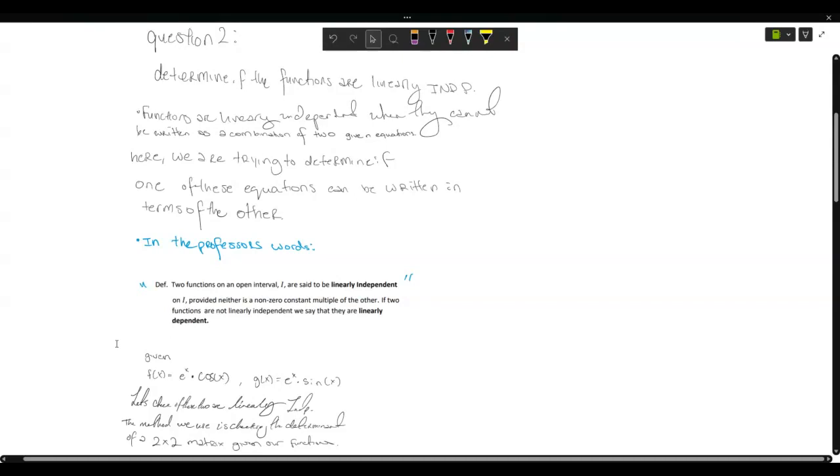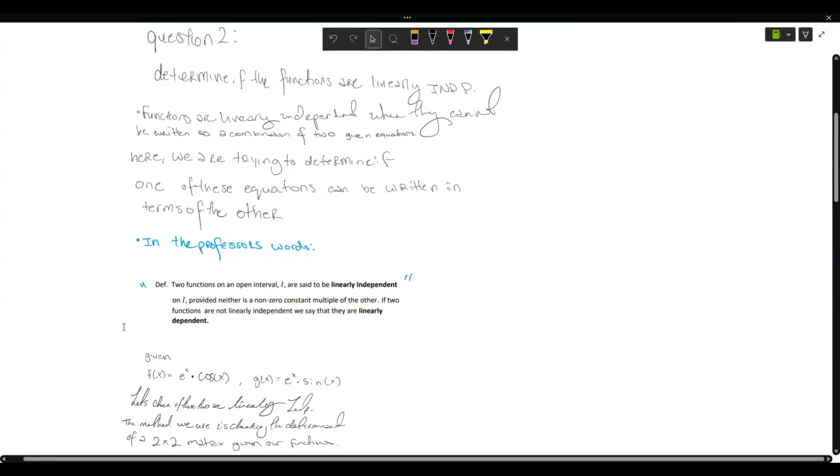So an easy way to remember if two functions are not linearly independent, or linearly dependent, is that you cannot represent one with the other. If they are linearly dependent, you can always write one in terms of the other. Using scalar multiples is a great example of showing that they are linearly dependent.